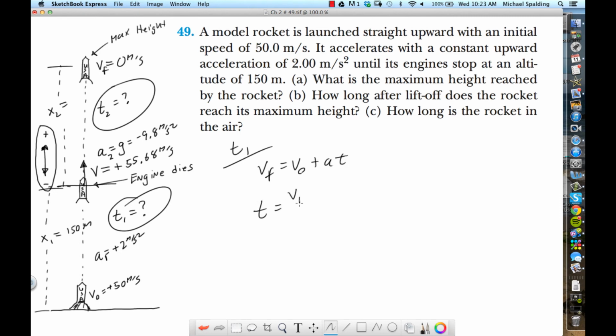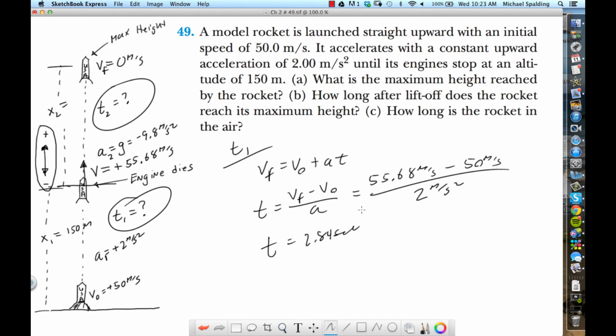So T is going to be V final minus V initial over A. So V final is 55.68. V initial was 50, right? This is V final, that's V initial, and the acceleration was 2. So this is going to give us a time of 5.68 divided by 2, 2.84. So that's T1. T1 is 2.84 seconds.